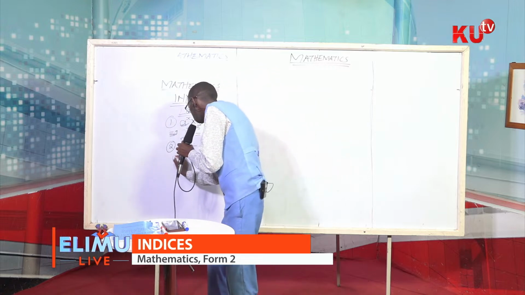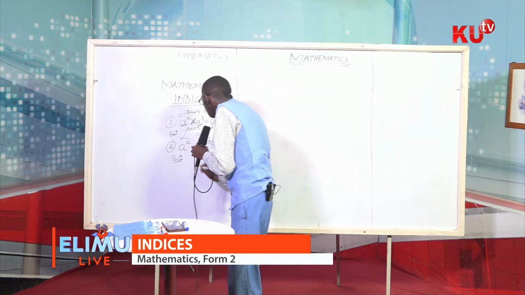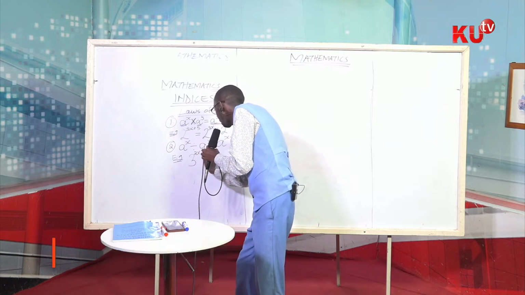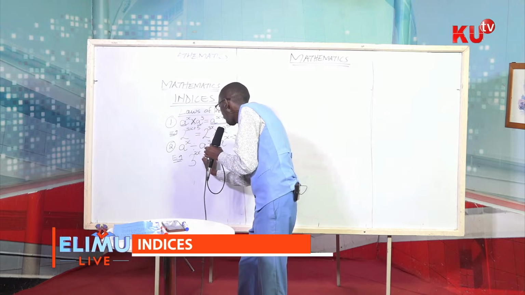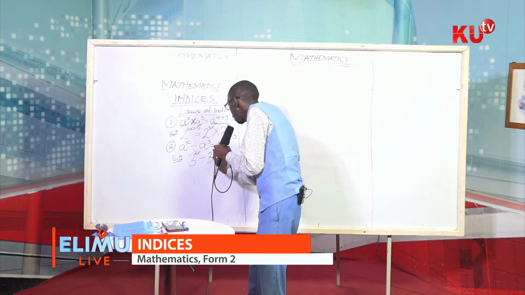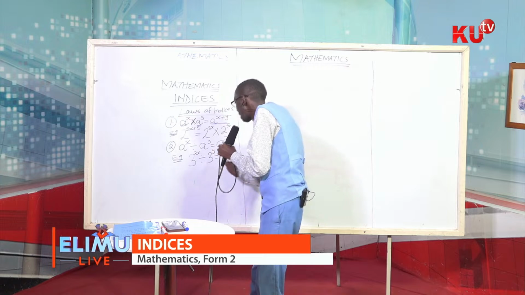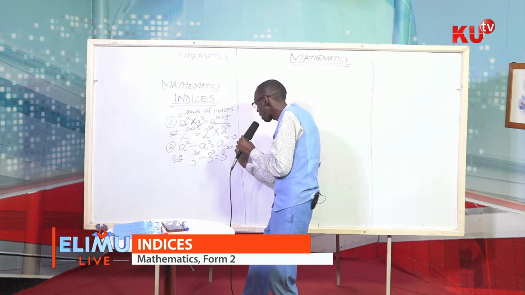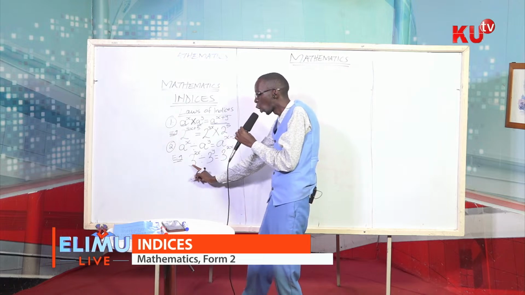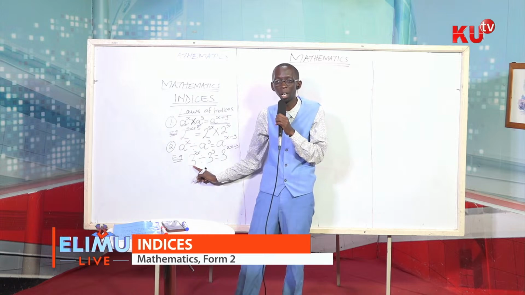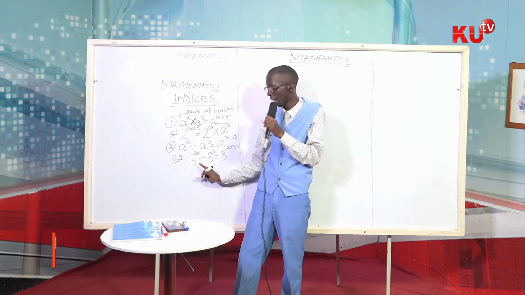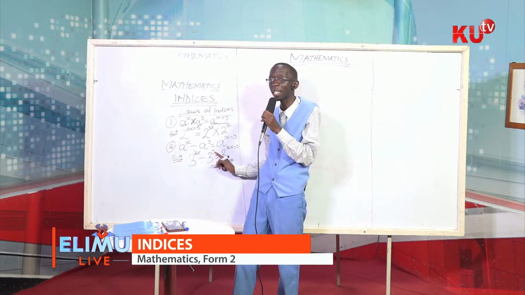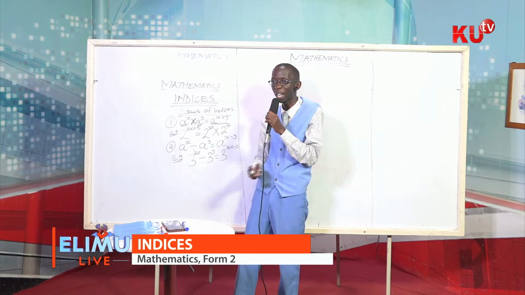For example, 3 to power 2x divided by 3 to power y is the same as 3 to power 2x minus y. Because the bases are the same and we have a division sign, we subtract the powers and it will be 2x minus y.